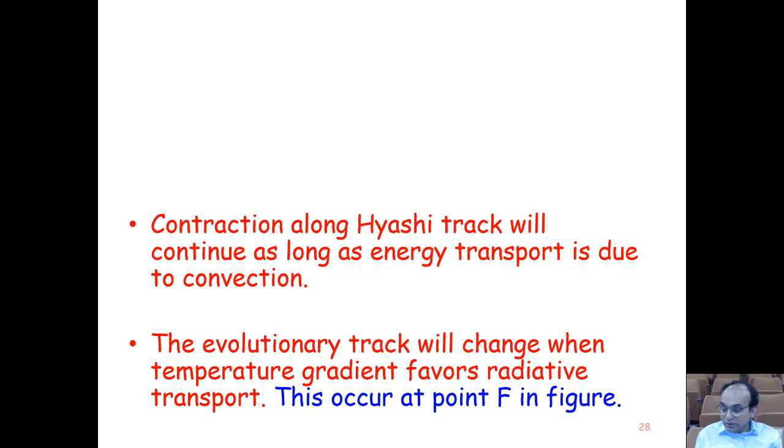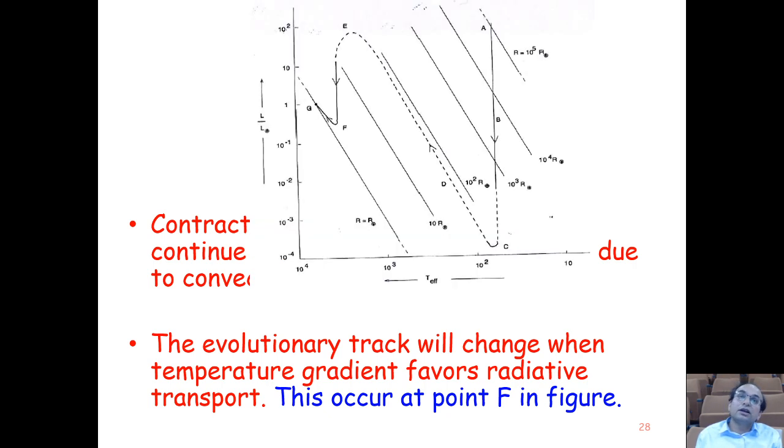The contraction along the Hayashi track will continue as long as energy transport is due to convection. The evolutionary track will change when the temperature gradient favors radiative transport, and this will happen at point F in the figure. And finally, when it reaches the main sequence, the nuclear burning starts and the star is said to be in hydrostatic equilibrium. So all the energy, that is the gravitational energy of the free fall, will be supported by the radiation pressure of the star.